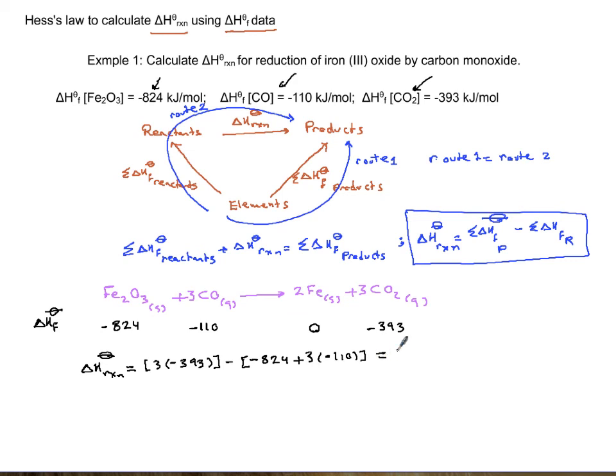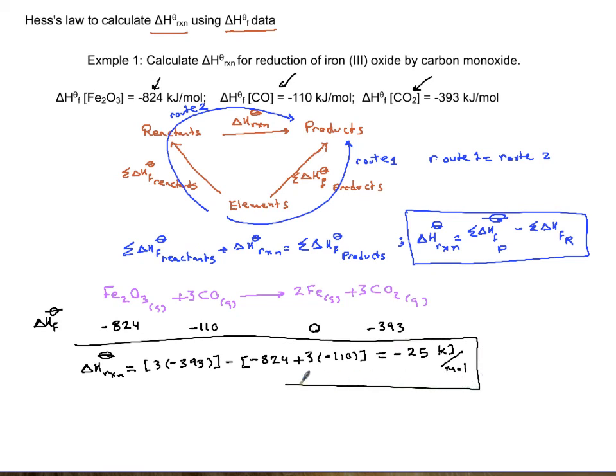Once you plug all these numbers into a calculator, you are going to get minus 25 kilojoules per mole if I haven't made a mistake. So delta H of this reduction reaction is minus 25 kilojoules per mole. Then again, you can always use this, which is the end product of Hess's law, and a thermochemical cycle goes like this.